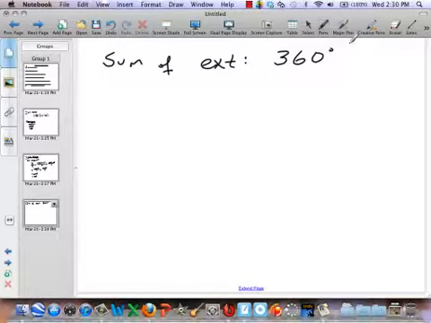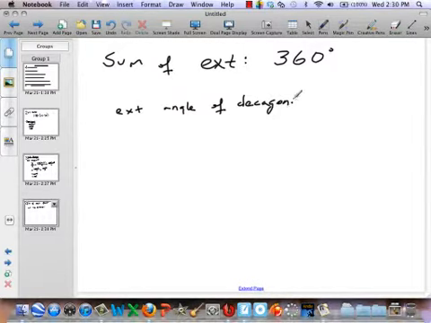If I'm a regular polygon, what can you tell me about all of my exterior angles? They're all equal. So what is the measure of the exterior angle of a decagon? You're going to take your 360 and divide it by 10 angles. Why am I dividing by 10? A decagon has 10 sides. So therefore, each one is 36 degrees.